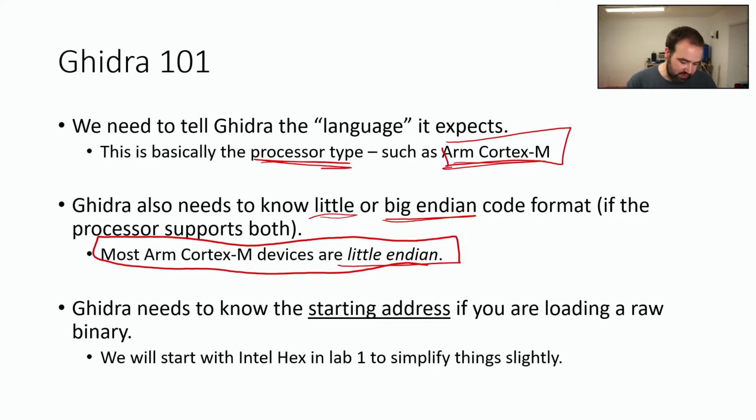The other trick is that Ghidra will need to know a starting address. So this is some basic stuff: it needs to understand what address the program's loaded to in memory. In lab one, we're going to use the file type that includes that starting address. If you remember when I looked at different file types, binary files didn't necessarily contain the starting address. Intel hex did have at least address information. So we're going to simplify things just the smallest amount with that.